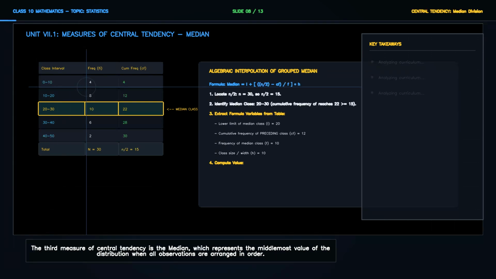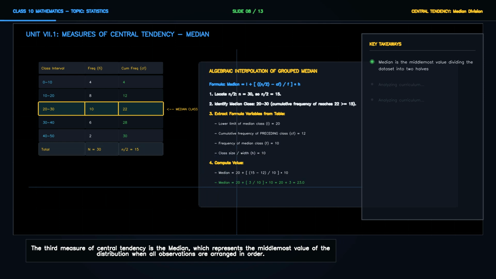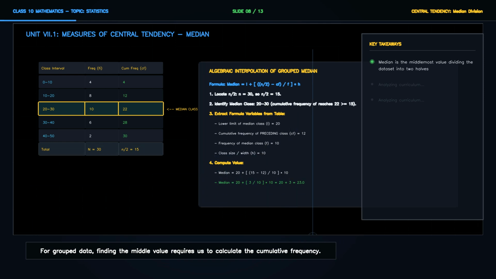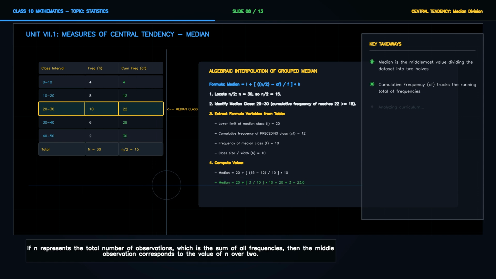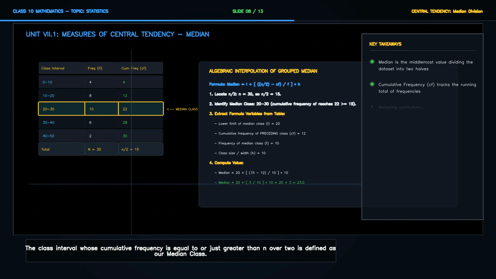The third measure of central tendency is the median, which represents the middlemost value of the distribution when all observations are arranged in order. For group data, finding the middle value requires us to calculate the cumulative frequency. The cumulative frequency of a class is the sum of frequencies of that class and all preceding classes. If n represents the total number of observations, which is the sum of all frequencies, then the middle observation corresponds to the value of n over 2.